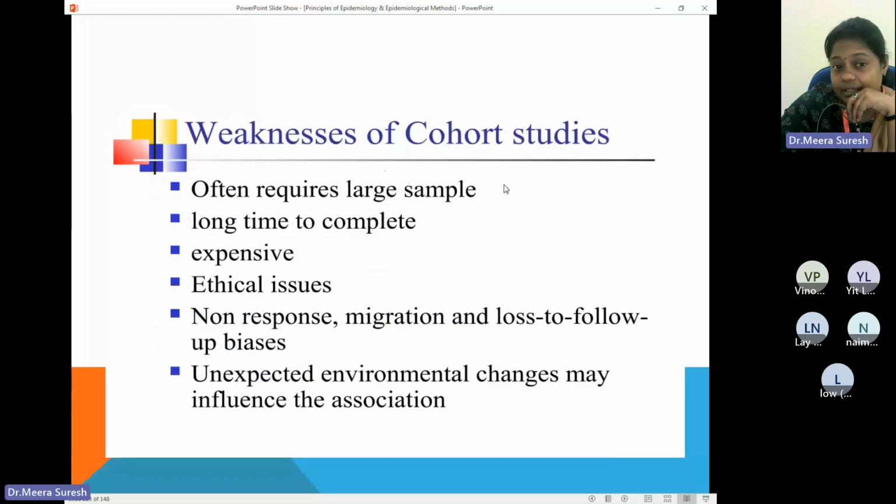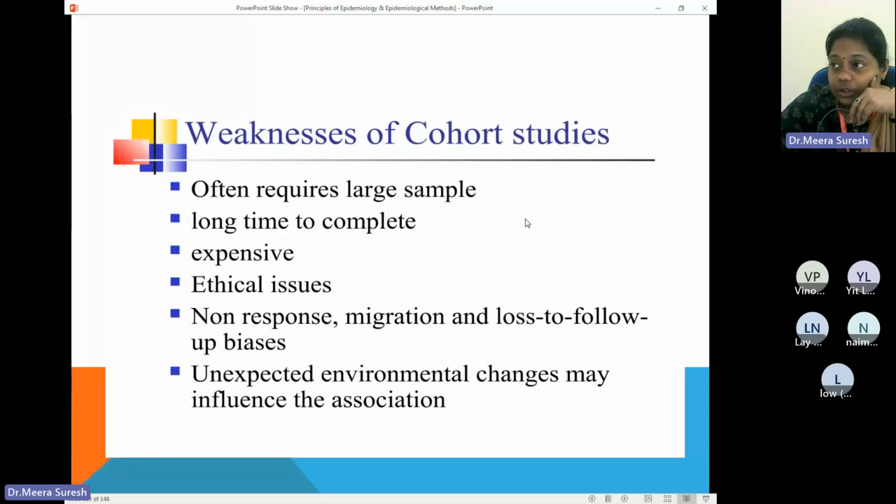But then what are the weaknesses? The weakness is you require a very large sample. And of course, you can understand why it is needed, because you start with 100 people and the study is going for 10 years. We don't know after 10 years how many people are going to turn up. Some people may die, some people may migrate. Some people will just say that we don't want to be a part of this study anymore. You can't force them, they have to be let go. So, because of this wide attrition that is possible in a cohort study, you need to take up a large sample.